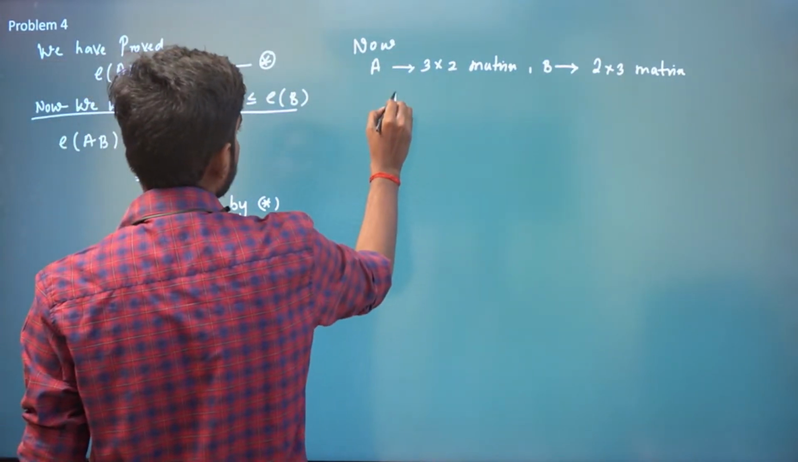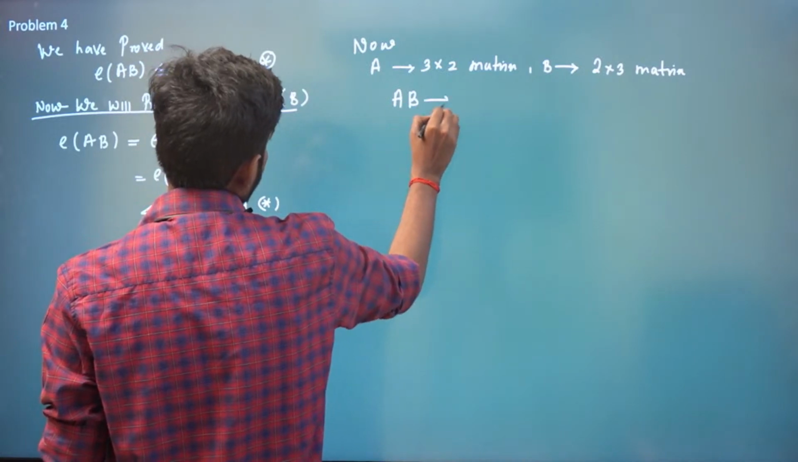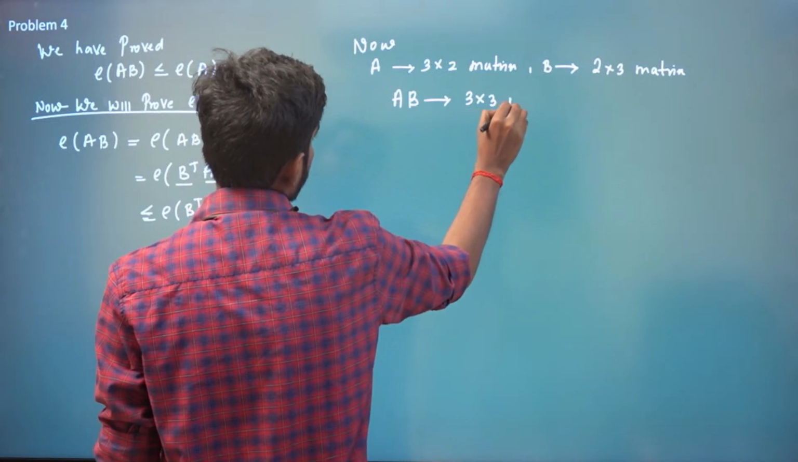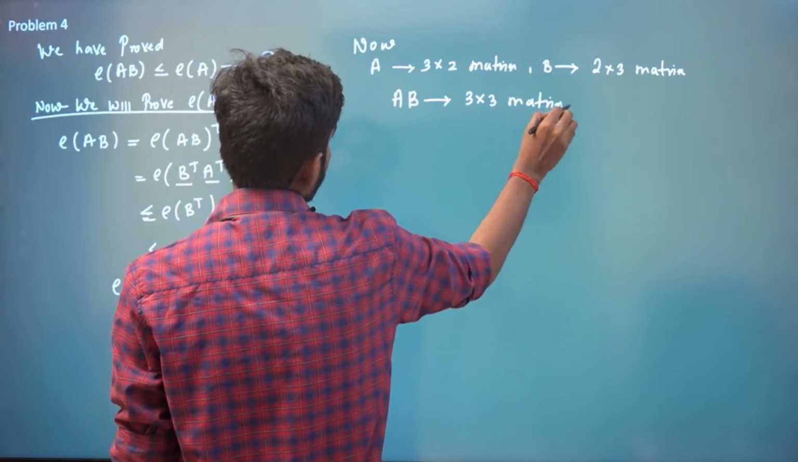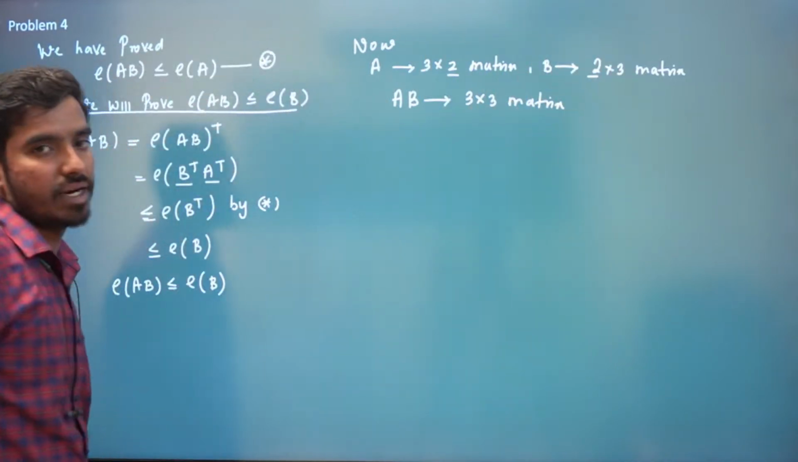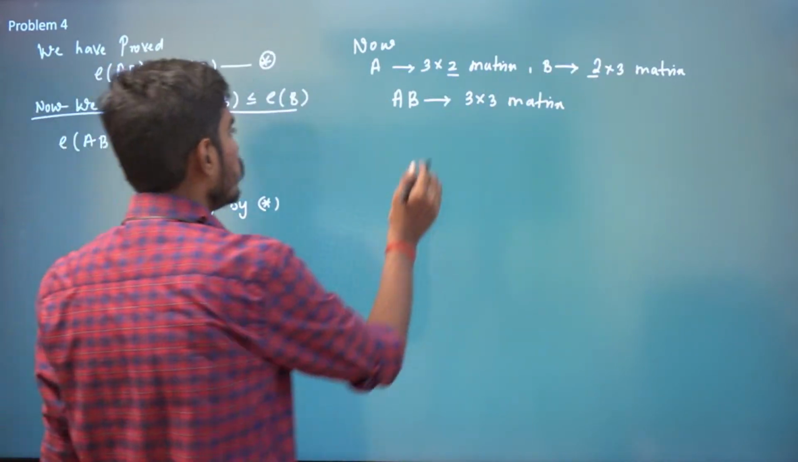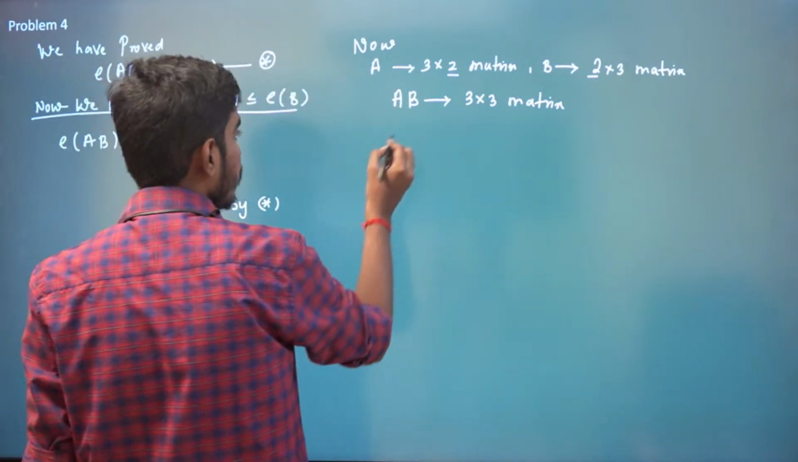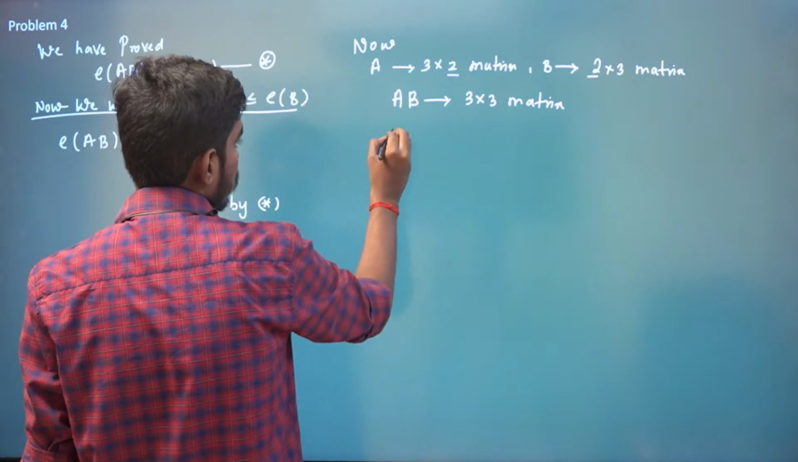What about the product? The product AB is a 3 by 3 matrix. Yes or no? So these two will give a 3 by 3 matrix. Now AB is a 3 by 3 matrix, right?